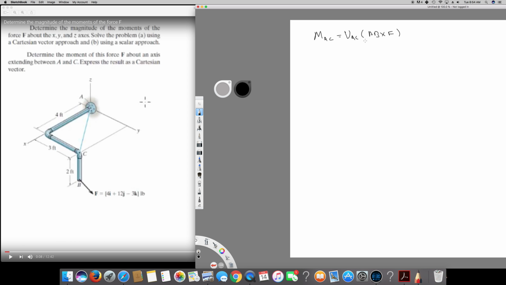So first of all, before this, I had to find C to calculate AC. So C, I had to find that. Let's see. So C is 4 feet in the x-axis, so it's going to be positive 4, and 3 in the y-axis, so it's going to be positive 3, and 0 in the z-axis because it's not going up or down, so it's going to be 0. So 4i plus 3j plus 0k. This is my value.